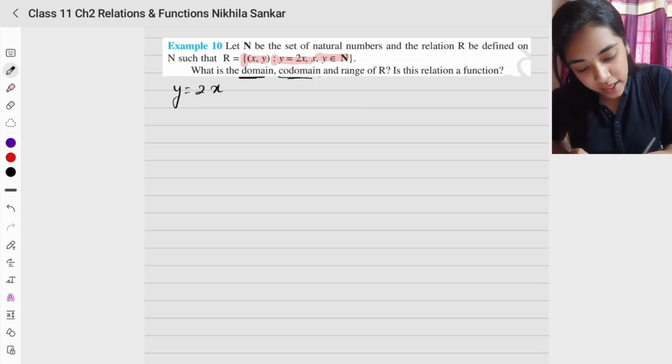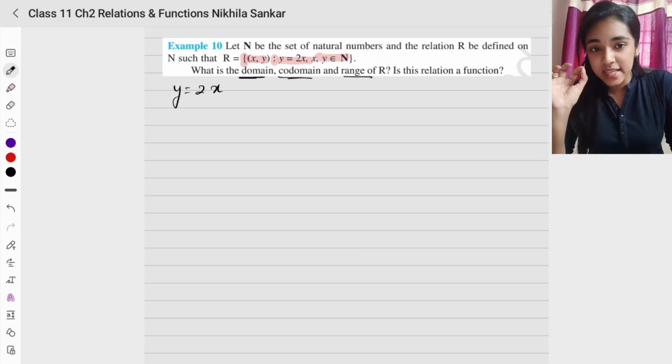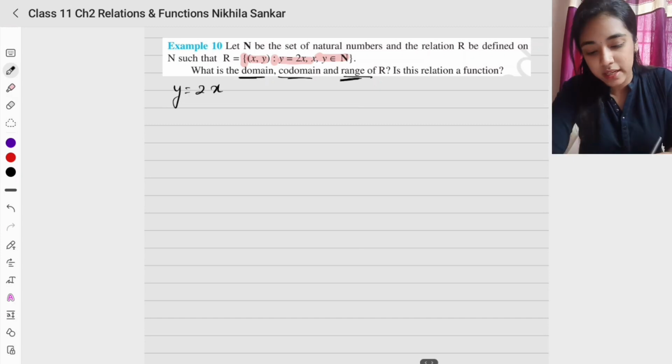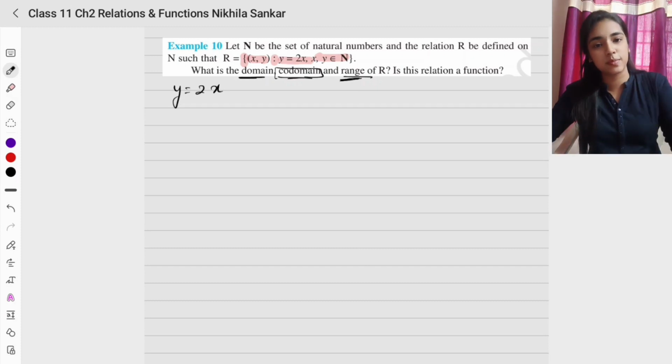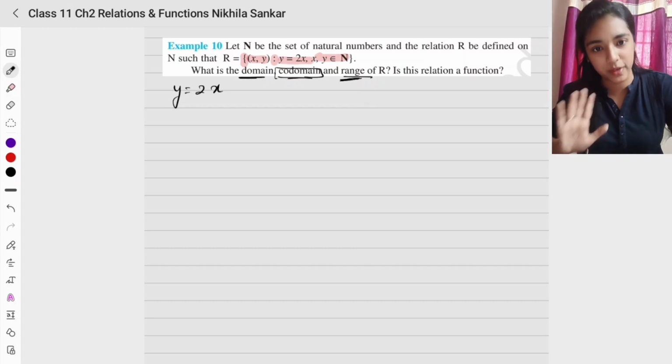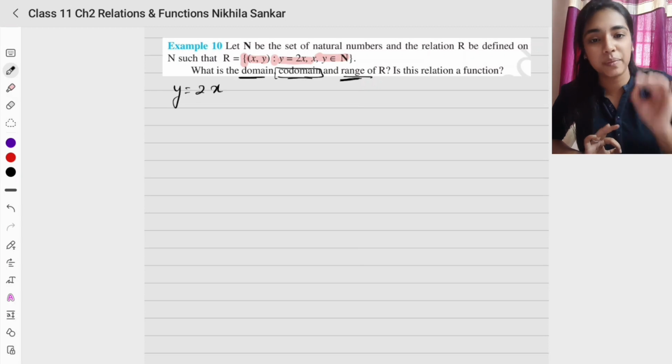They are asking for the domain, codomain and range. Domain is going to be the set of all permissible inputs. Range is going to be the set of all permissible outputs. Codomain is going to be the set of all possible outputs. So whatever is in B is all codomain. Okay, you guys remember this? Please watch my previous videos if you don't remember.